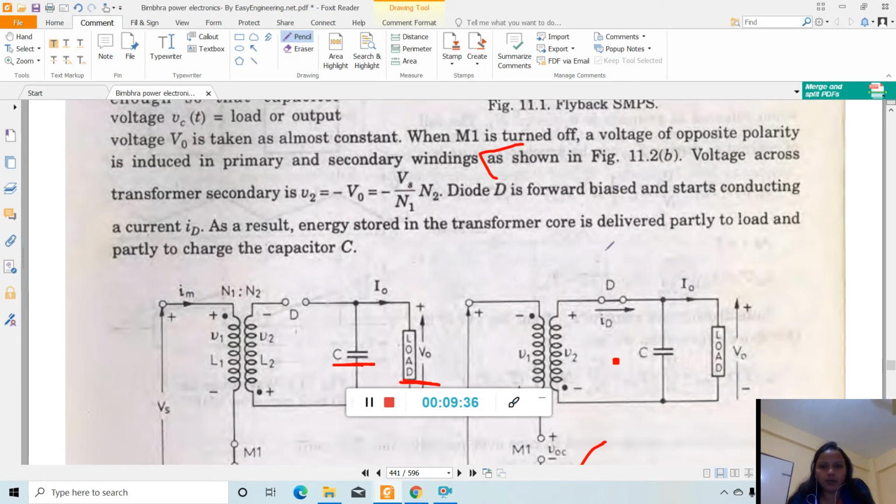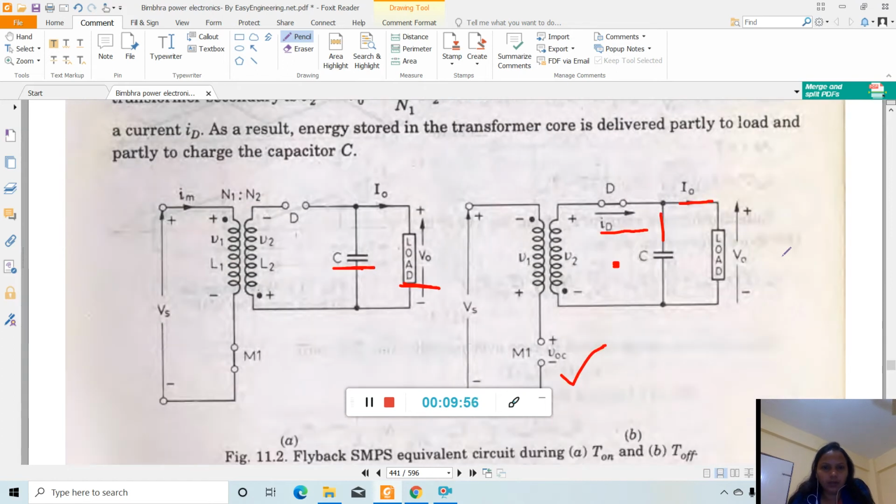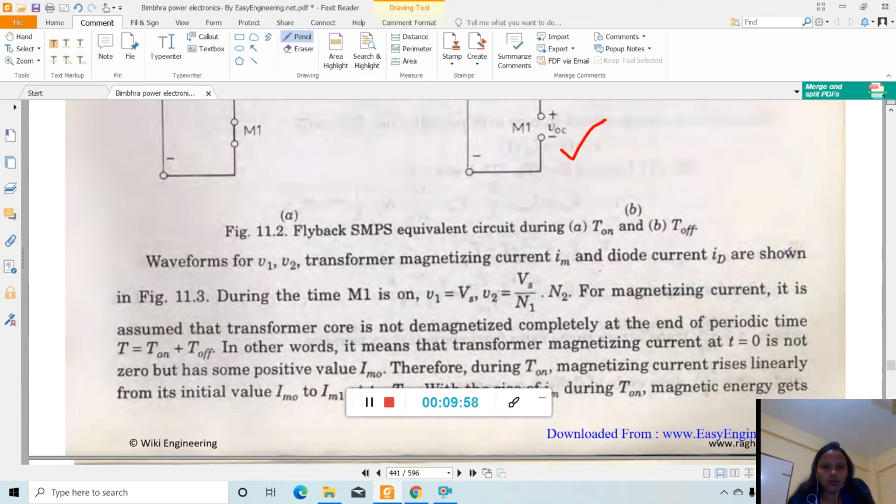Now diode D is forward biased and starts conducting. So now the current ID flows. As a result, energy stored in the transformer core is delivered partly to the load and partly to charge this capacitor. See, current is flowing here also. So this is how the flyback converter or SMPS switch works in this circuit configuration.